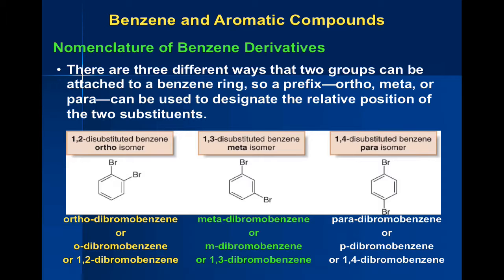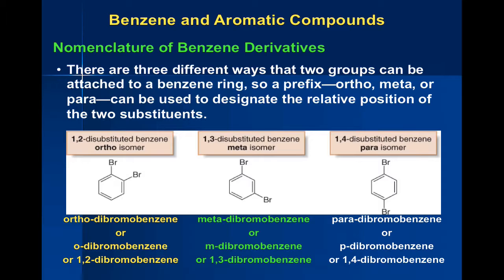But when we put more than one substituent on, we can put substituents on where they're in a 1-2 relationship, a 1-3 relationship, or a 1-4 relationship, okay? Now, you could call this 1,2-dibromobenzene. You can call this 1,3-dibromobenzene. And you can call this one 1,4-dibromobenzene. And those would get you perfectly good answers on a test.